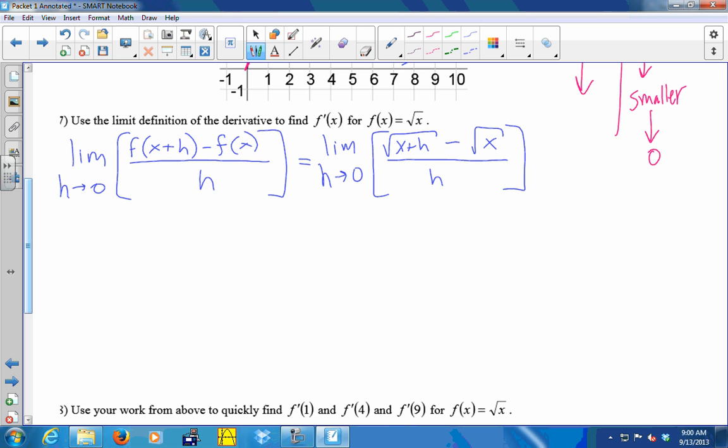Okay, so what happens when I try to plug in h equals 0? You get 0 over 0. Yeah. The numerator, when you plug in h equals 0, you get root x minus root x, which is 0. And the denominator is just an h. When you plug in a 0, you get 0. So I have 0 over 0, which means I have to do what? I have to simplify what's in those parentheses before I can try to take the limit. So any ideas? I'd really like to get an h to cancel.